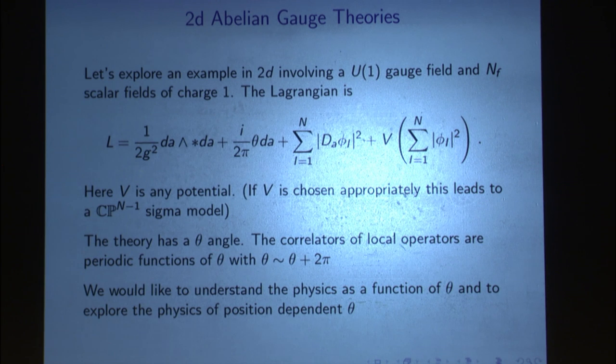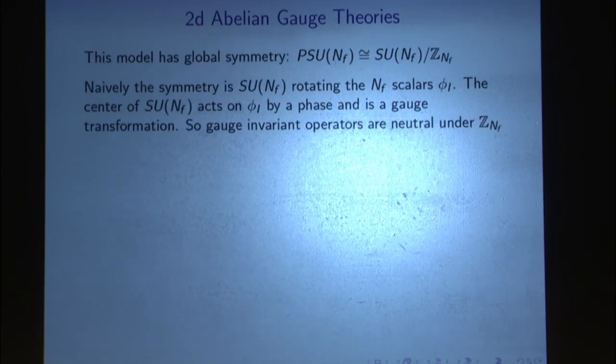So we're in the sort of situation that we were in the quantum mechanics example. And of course, our goal is to understand the physics as a function of theta and explore what happens when you make theta depend on position. OK, this model that I just introduced has a global symmetry PSU(N_F), which is SU(N_F) modulo the center Z_{N_F}. And this quotient is important, the fact that it's really PSU(N_F) and not SU(N_F).